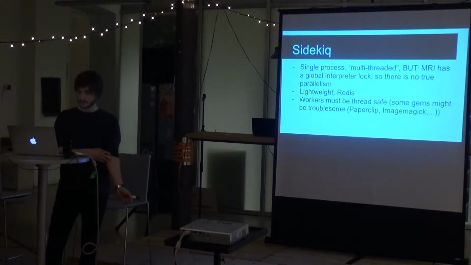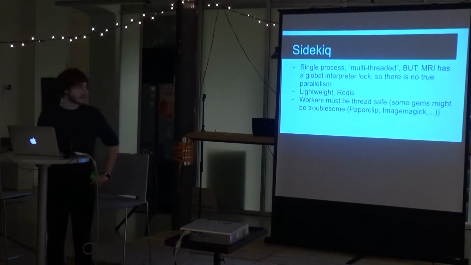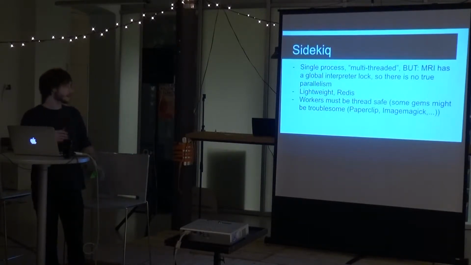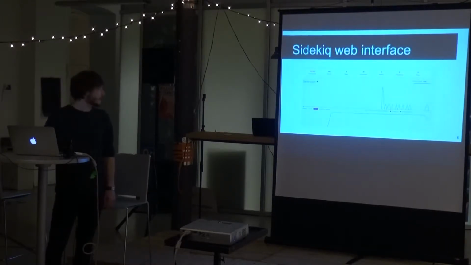Okay, so some more words about the GIL, Global Interpreter Lock. This is a mechanism built into MRI to ensure that two threads belonging to the same Ruby process can never execute simultaneously. This is how a Sidekick web interface looks like. It's also pretty.